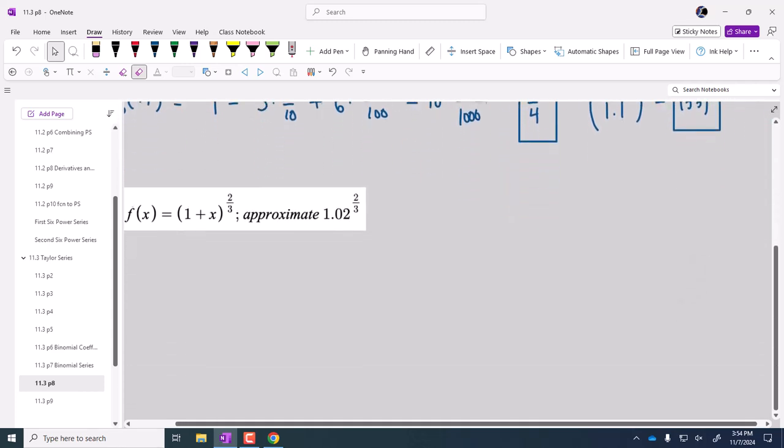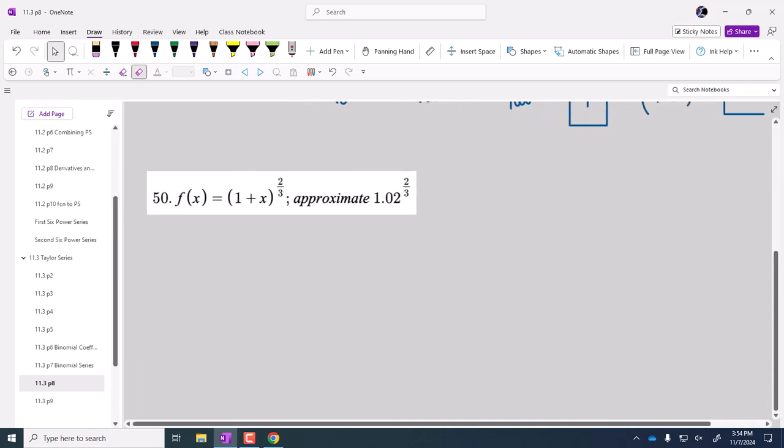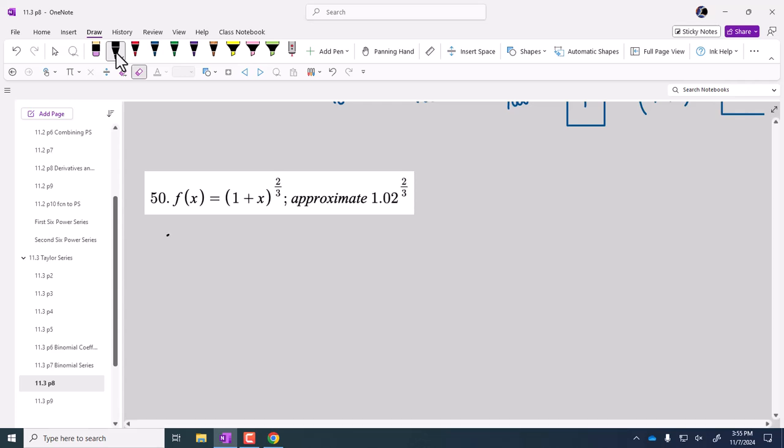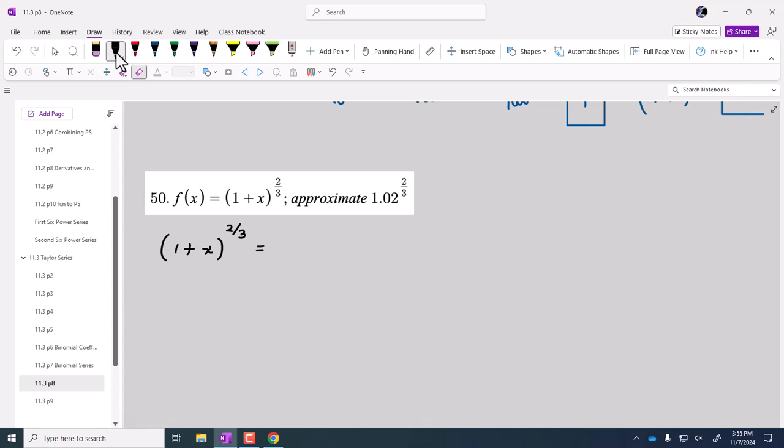All right, let's try one more. The pattern hopefully is making sense, that we're going to take this function. Again, this is what our calculators are doing. When it sees something like that, it turns it into a series, and then it truncates it and uses a polynomial. That's what it's doing.